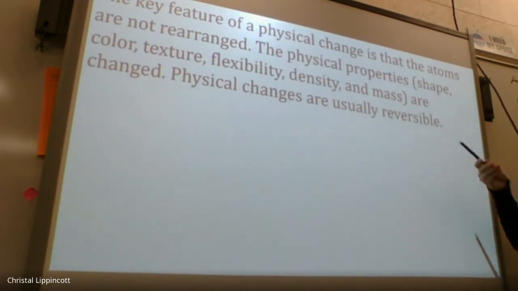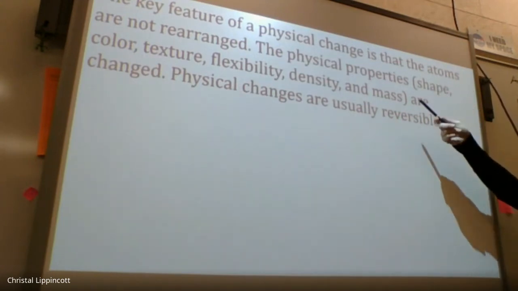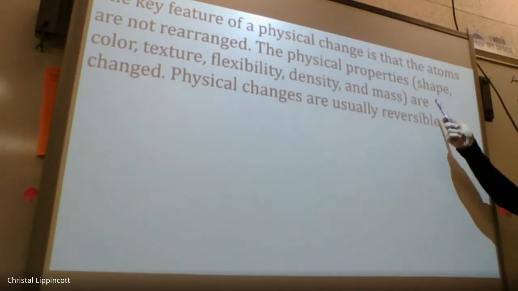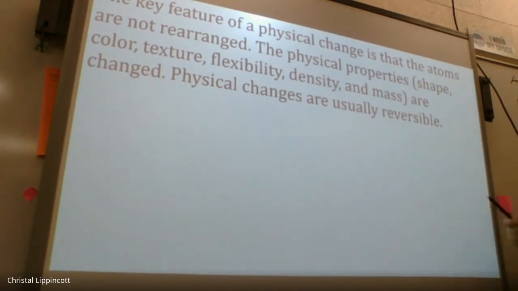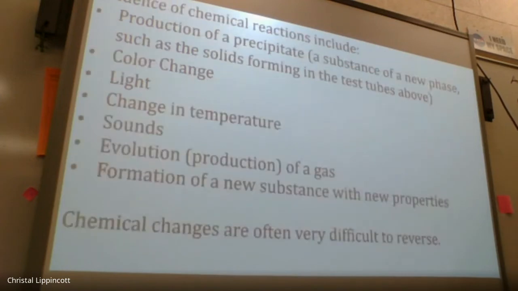All right, key feature of physical changes is that the atoms are not rearranged. The physical properties such as shape, color, texture, flexibility, those are going to be changed, but typically the physical changes can be easily reversed. Chemical changes, though, are much more difficult to reverse. So they're a much harder thing to get back.